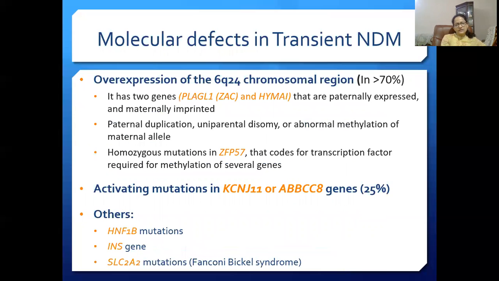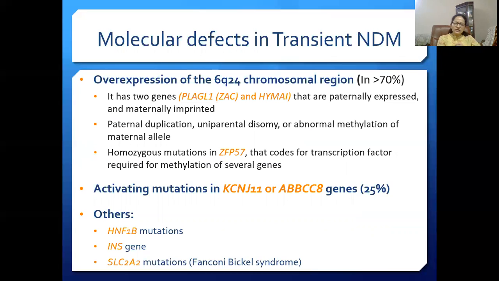What are the molecular defects here? So as I mentioned earlier, the most common defects are in about 70% of the babies. It is overexpression of the 6q24 chromosomal region. So in this chromosomal region, there are basically two genes, that is PLAGL1, also known as ZAC, and HYMAI. These two genes are interesting in that typically only the paternal allele is expressed while the maternal allele is imprinted. Imprinted means that it is methylated and it is not expressed.